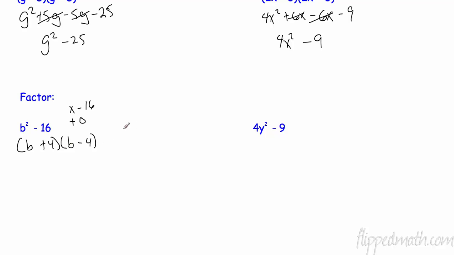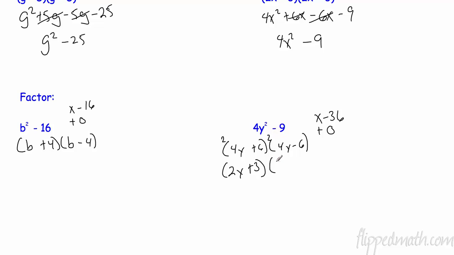Interesting. All right. Down here, I need two numbers to multiply to 4 times negative 36 and add to, again, 0. Well, that's 6 and negative 6, so 4y plus 6 and 4y minus 6. And I can factor a 2 out here, right? So I'm going to take a 2 out, and I have 2y plus 3. And I can take a 2 out here, that's 2y minus 3.